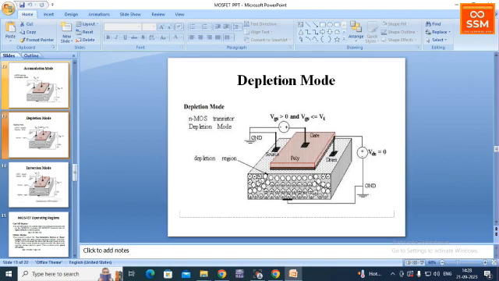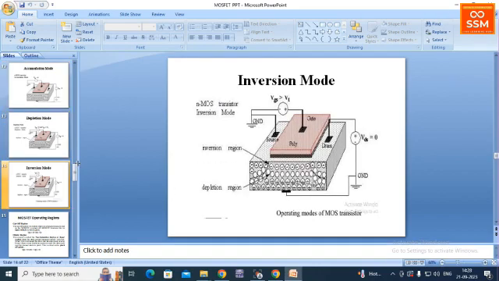So as a result, this layer, that empty circle, represents that there are no charge carriers. This minus symbol represents electrons, this plus symbol represents holes, and the empty circle represents that there are no charge carriers. So it is completely depleted of charge carriers due to the repulsion between the positive gate voltage and the positive holes. Since this region is completely depleted of charge carriers, that is holes, it is called depletion mode. And coming to the third mode of operation, that is inversion mode.